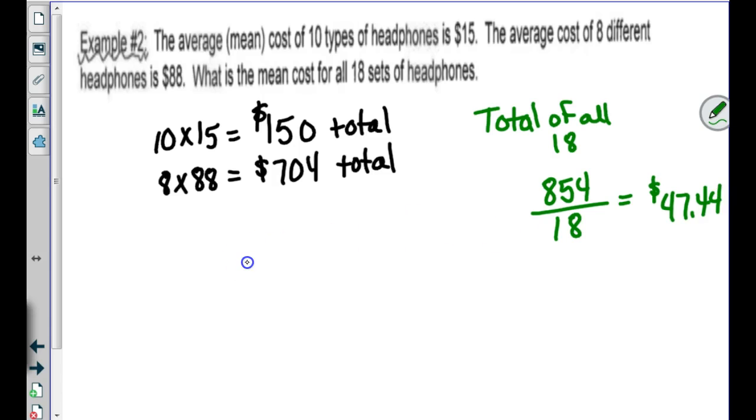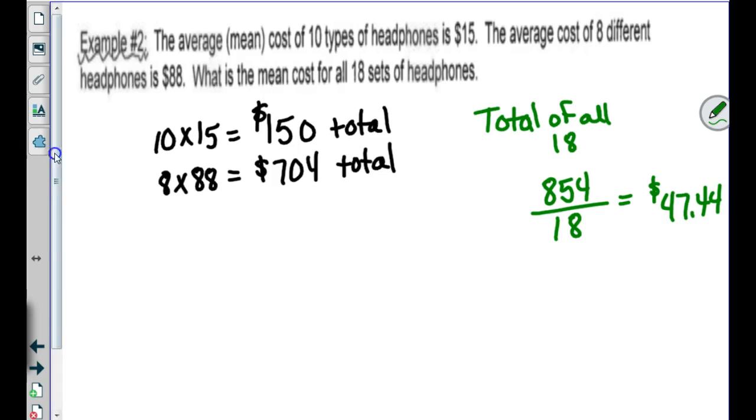So around $47 and change. Now, the question in my mind is, does that tell us anything really? I'm thinking that they were some very different sets of data, yes? Cheap wired headphones that averaged 15 bucks, right? And pretty expensive ones if the average of the 8 was $88. Or maybe that set of 8 had just one really expensive pair. We really don't know. But the average of all 18, that's all we had to find, was this.